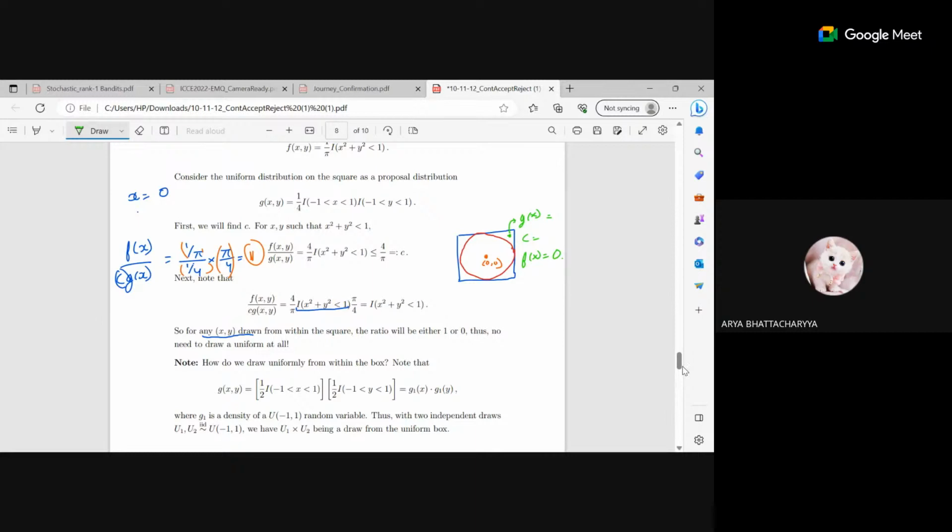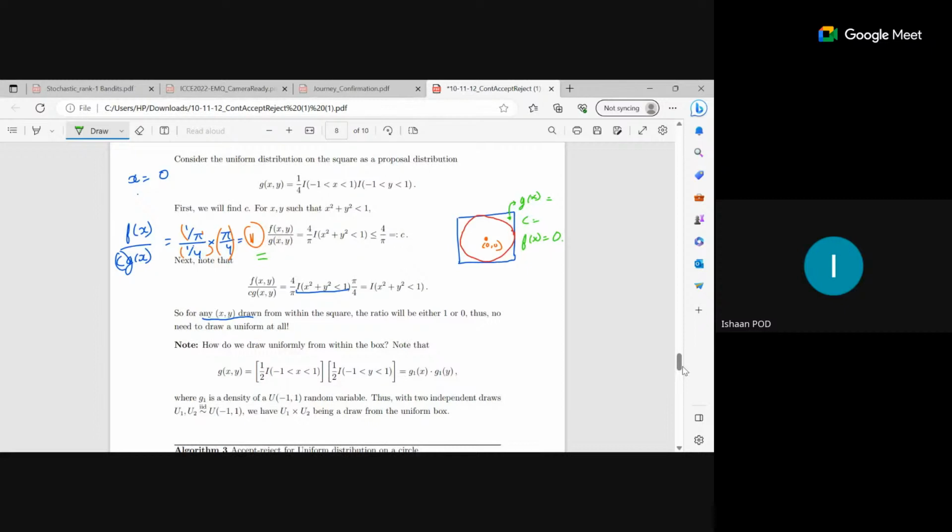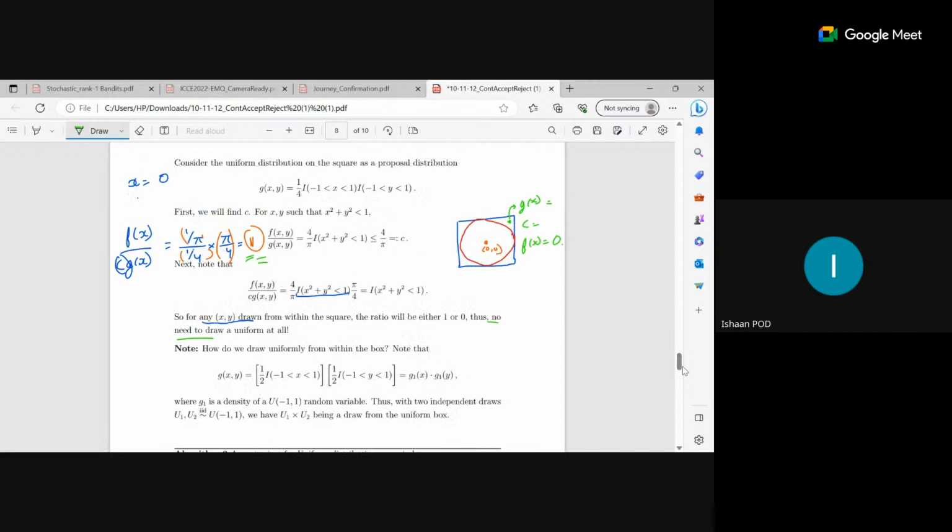What ma'am is saying is, one way you can do this is to draw from uniform and do it. But you can also avoid doing this. Ma'am said there is no need. Another way to think of this is that your point will be only accepted if it is lying in the circle.